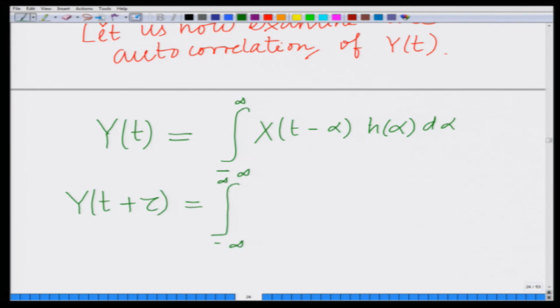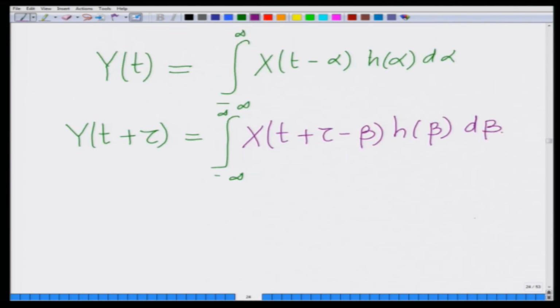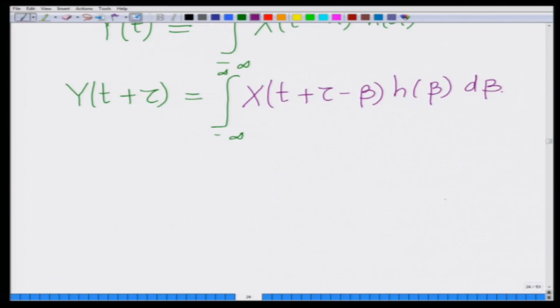that is equal to integral from minus infinity to infinity x of t plus tau minus beta h of beta d beta. I have to substitute t plus tau instead of t; I am changing the integration index, this is only an index. Now, I have to look at what the autocorrelation is. Autocorrelation is nothing but the expected value of y t times y t plus tau, that is the correlation of y of t with a time shifted version, that is y of t plus tau.